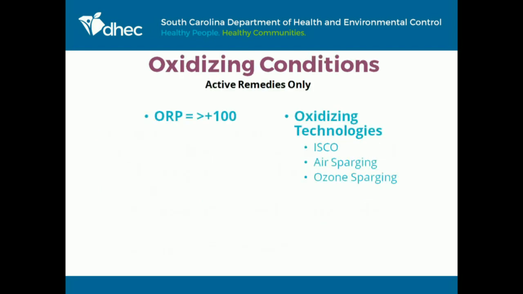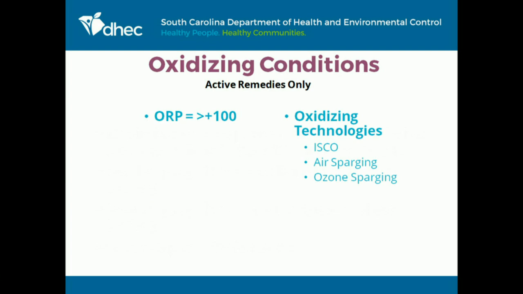And again, for the sake of the decision tree, I divided oxidation reduction potential into 3 categories. Anything that is greater than plus 100 is considered an oxidizing aquifer. And for active remedies for an oxidizing aquifer, the decision tree is going to recommend either in situ chemical oxidation, air sparging, or ozone sparging.